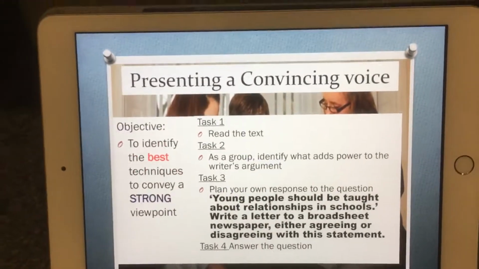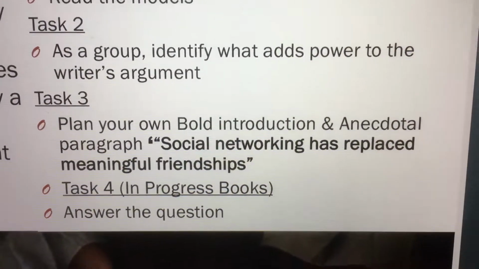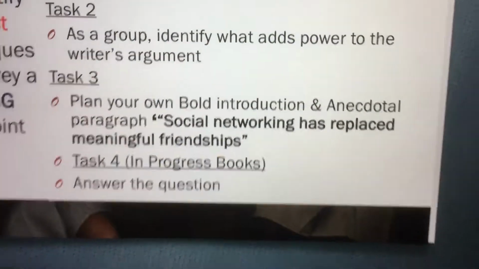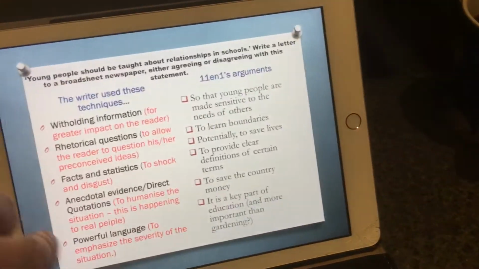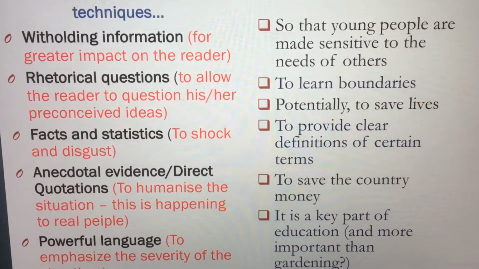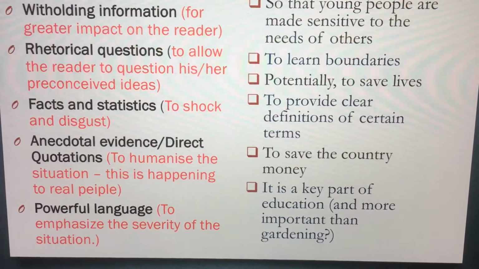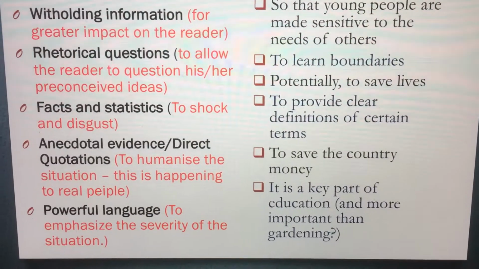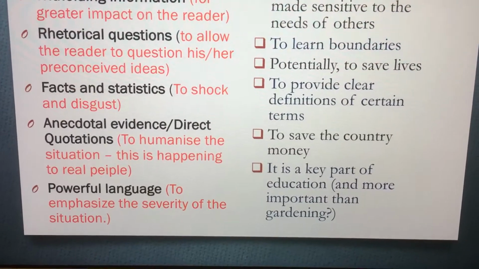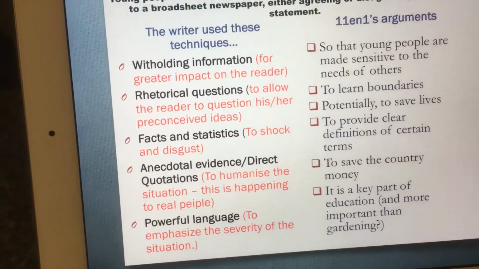So, okay, we are going to focus on this particular task, which is going to be social networking has replaced meaningful friendships. Now, some of you are familiar with these techniques. Well, I'm going to give you a few examples of techniques you can use. You can use withholding information to build up the reader's interest, rhetorical questions to allow thinking to take place, facts and statistics to provide hard evidence, anecdotal evidence, we'll come back to that shortly, and powerful language. You can also use very emotive language as well.